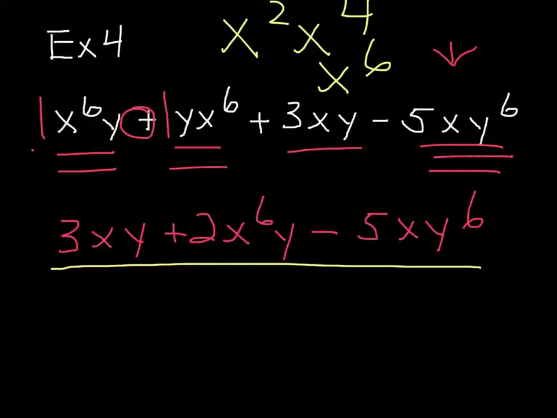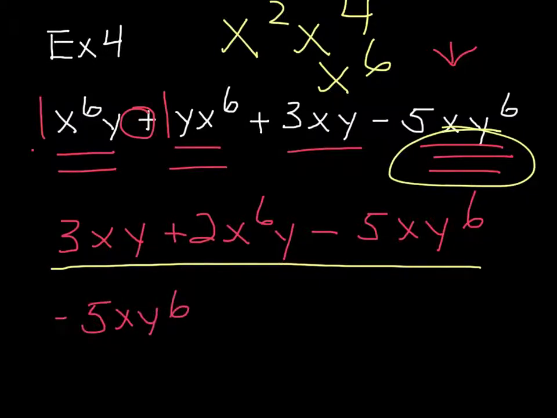Now if I would have combined the like terms differently, so for example, say I did the three-liner first, I would have had a negative 5xy to the 6, and then maybe a plus 2x to the 6y, and then my positive 3xy. So there are different orders that I could have had here. So the topic in this lesson was multiplying powers, and when you multiply powers you add the exponents.